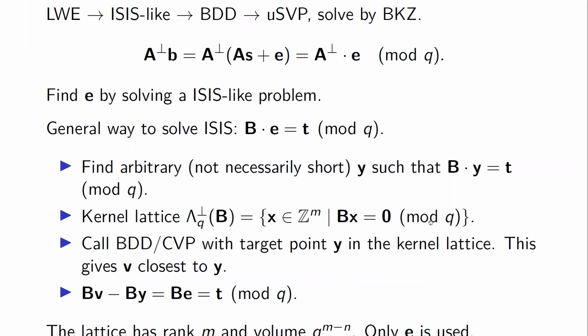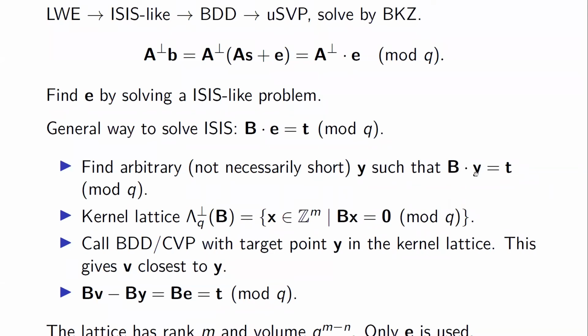Okay. So the way to solve this is, first of all, we're going to find some arbitrary Y such that BY equals T. We can compute this by linear algebra because Y does not have to be small. This is different to the SIS problem, BE equals T, because there I need E to be small. So here I just find some arbitrary Y. Y can be very large. This can be done by linear algebra.